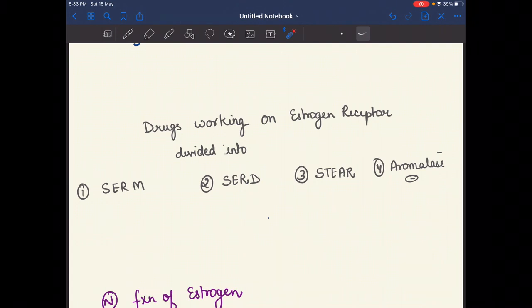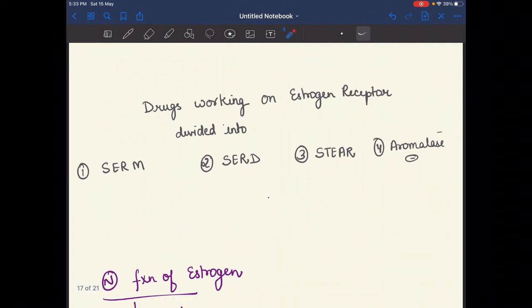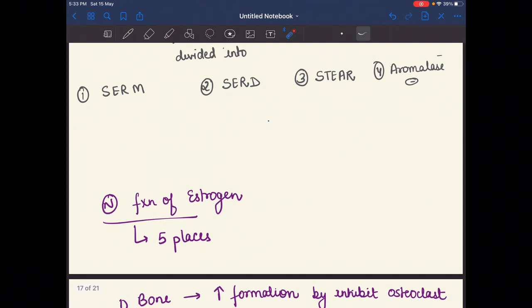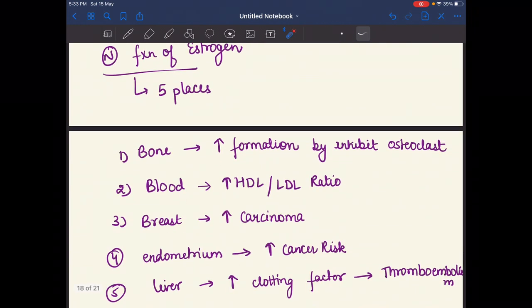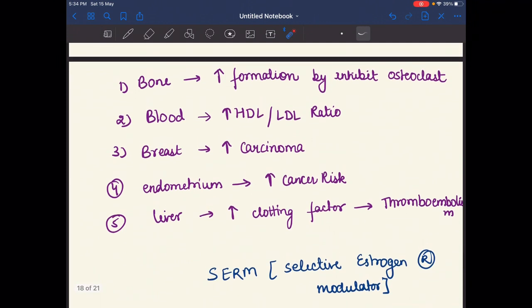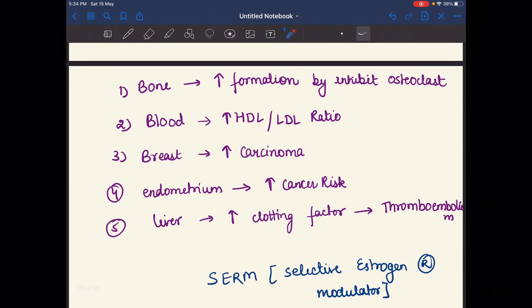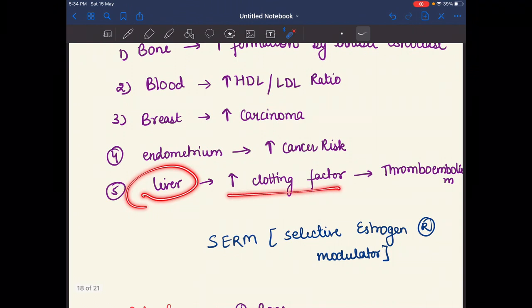Before starting in detail, we have to know the normal function of estrogen. Basically, estrogen acts on 5 places in our body: bone, blood, breast, endometrium and liver. In bone, estrogen increases osteoblast activity, increasing bone formation by inhibiting osteoclast activity. In blood, it increases the HDL by LDL ratio. In breast, it increases the breast carcinoma risk. In endometrium, it increases the endometrial cancer risk. And in liver, it increases the clotting factors, due to which thromboembolism risk will increase.